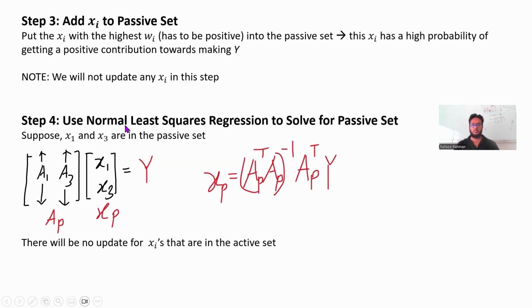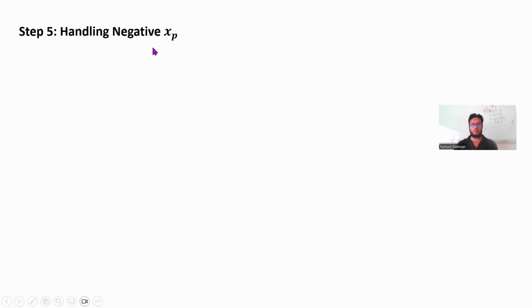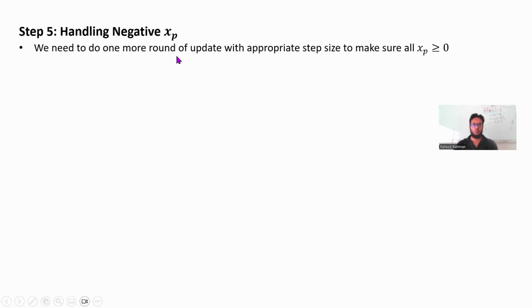So you can see that this is normal least square. That means there is no constraint. So unluckily, one or two of your xp's, or passive set x's, can become negative as well. In that case, what are you going to do? So handling negative xp, that's the next step. So you need to do one more round of update with appropriate step size to make sure all xp are greater than or equal to 0. So you can basically calculate some step size, and you can just update all the xp according to that step size in the positive direction, so that they remain positive basically.